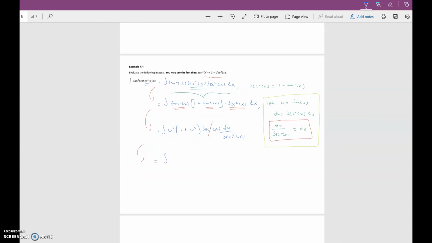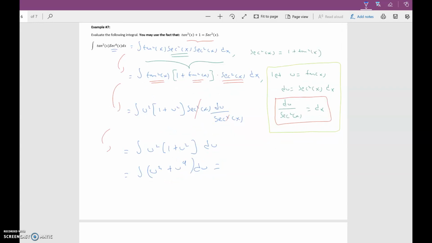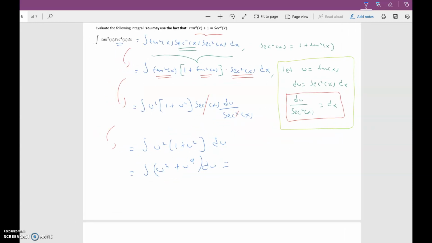So this is equal to now u squared times 1 plus u squared du, our secants cancel, or the integral of u to the second plus u to the fourth du, which is going to be, wait, this is a u to the second. So this is going to be u to the third over 3 plus u to the fifth over 5, and then plus the constant c.